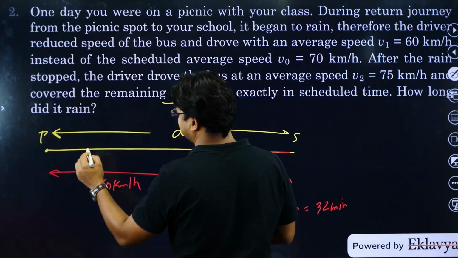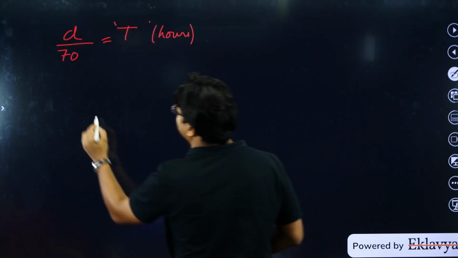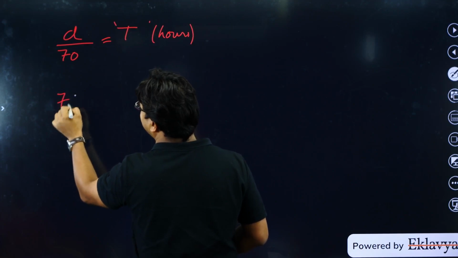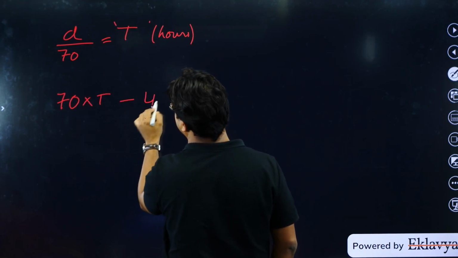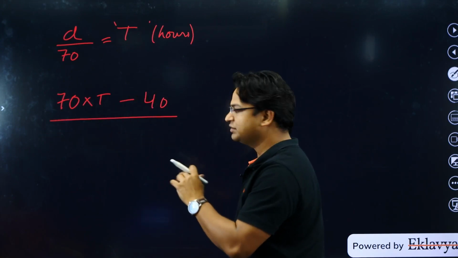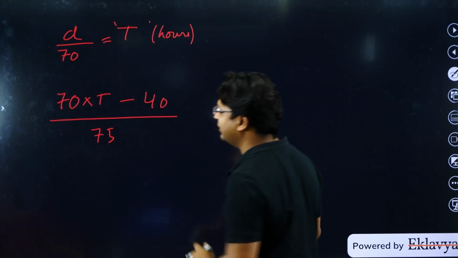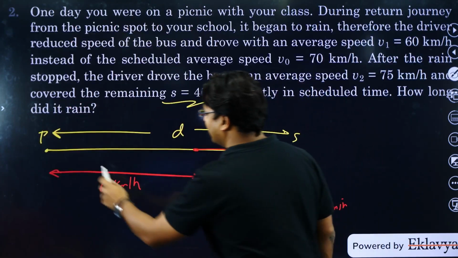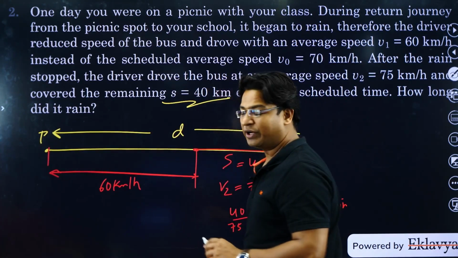So it traveled this distance, d minus s, so 70 into t kilometers minus s, where s is 40 kilometers. This distance was covered with a speed of 75. So this should have been the time taken. This represents the time taken for the journey from this point to this point. Okay, I hope you get this.